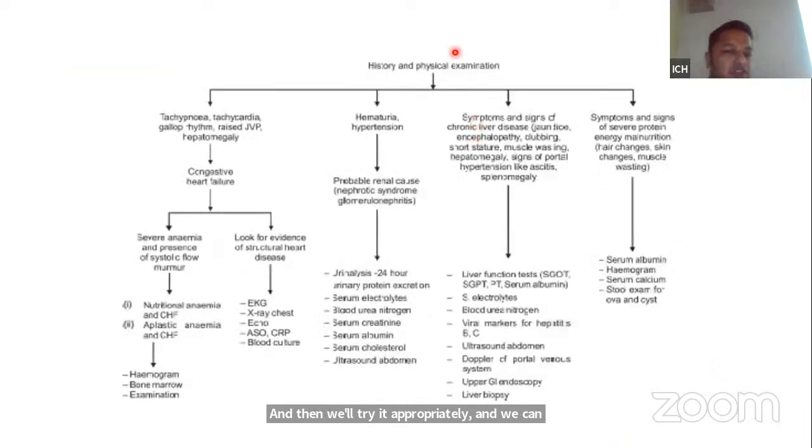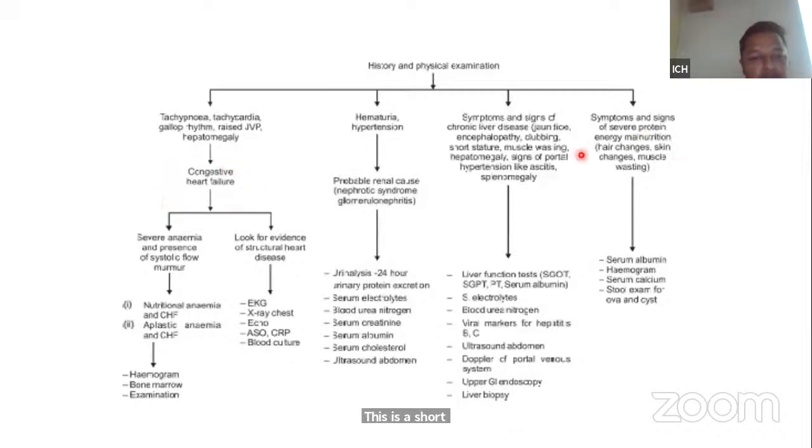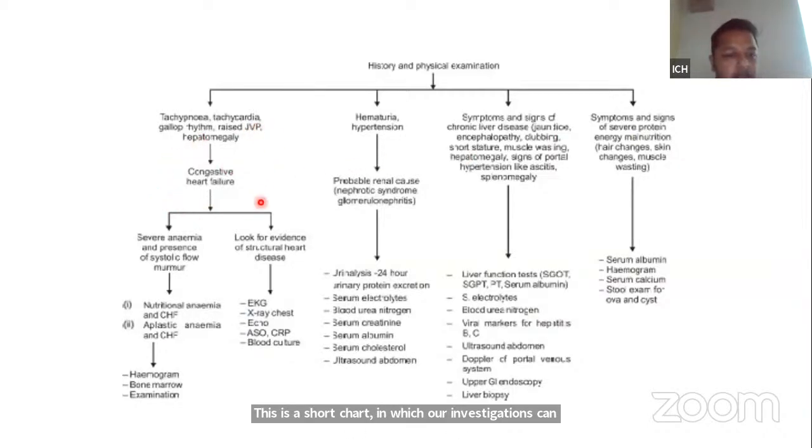Also, this is a short chart showing how investigations can lead to the diagnosis of anasarca. Like in congestive heart failure, we will give ECG, X-ray, echo. In nephrotic syndrome, we'll check urine analysis, blood urea nitrogen, creatinine, albumin, cholesterol. In liver disease, we'll check liver function tests, electrolytes, and viral markers.